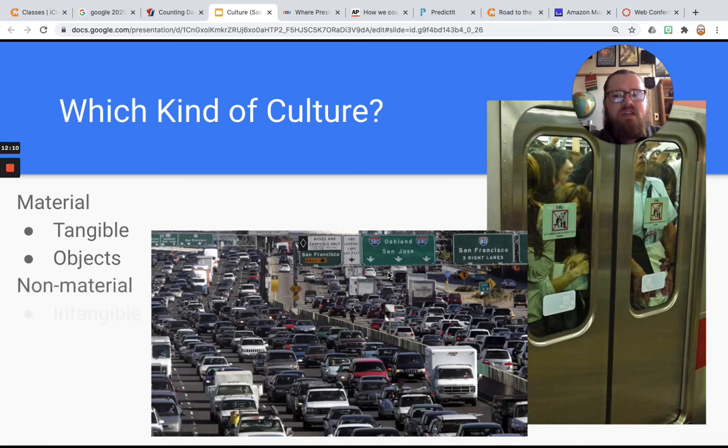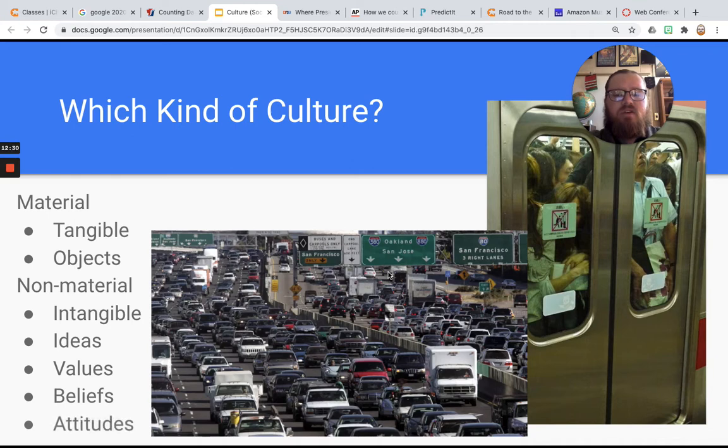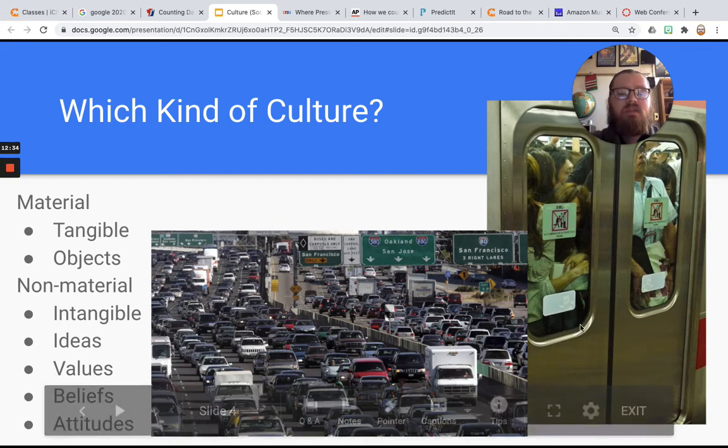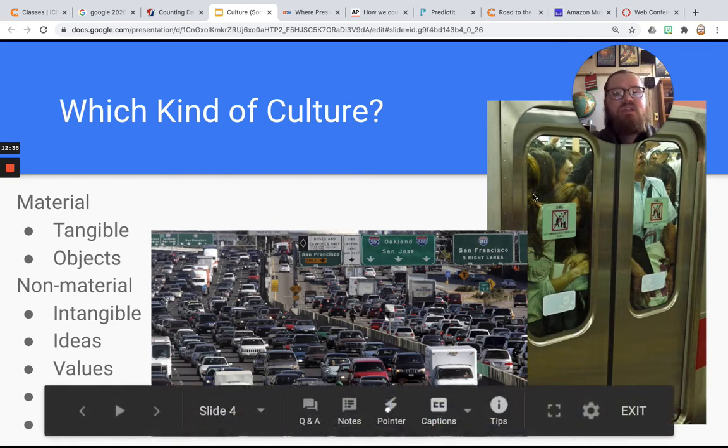Non-material culture, on the other hand, are intangibles. They're things we cannot simply see and touch. There are lots of different things. There are ideas, they are values, they are beliefs, and there are attitudes. All of these are parts of non-material culture. And there are also all things that we can see within these images.